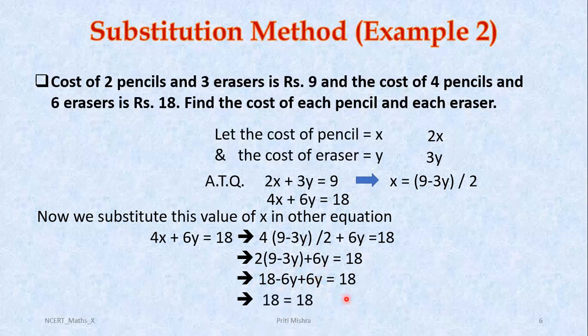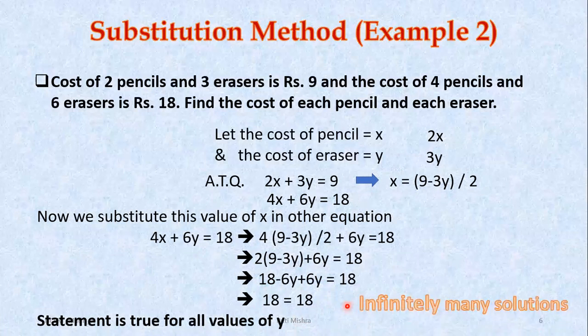So we are left with 18 is equal to 18, which means we are not getting any specific solution for x and y. What does it mean? It means the statement is true for all values of y, so infinitely many solutions are there. Right? Infinitely many solutions occur when the lines are coinciding lines, meaning these two equations we have here are coinciding lines.